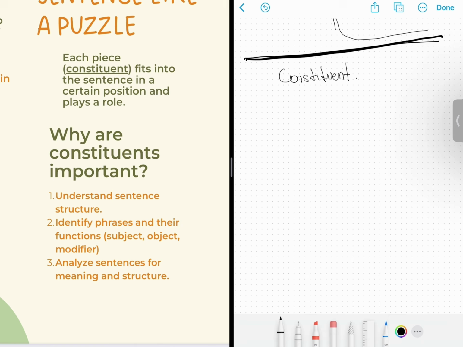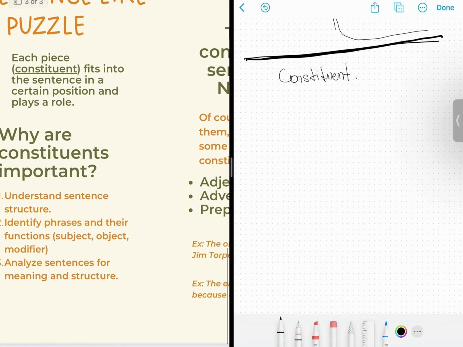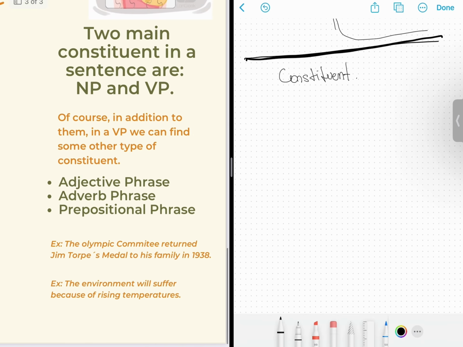What is also important, number 2, is to identify phrases and their functions. Yeah, as I was telling you, subject, object, whether they are modifiers, whether they are complements in the sentence. Also to analyze a sentence for meaning and structure. Here, as I told you before, a sentence has two main constituents. There is the NP plus the VP.